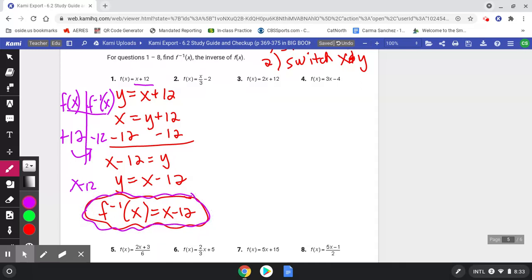So does the table seem like a nice, easy shortcut way for you? Or is the table more confusing to you and you prefer to do the full switching of the x and the y? It's up to you. Let's go do another one.